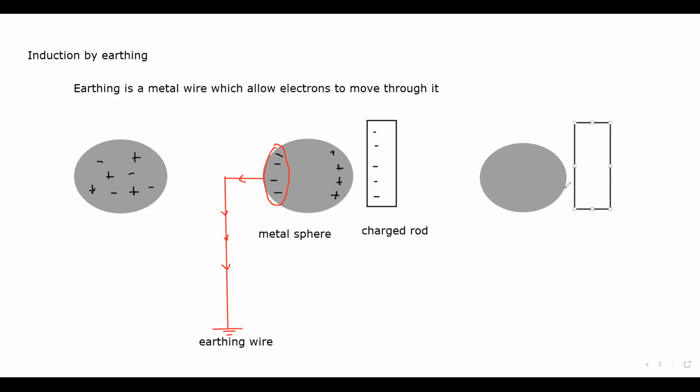The majority of the charges left on this sphere when we connect an earthing wire are positive, because most of the electrons leave. There are still some electrons, but the majority are positive charge. Now, if I want to make it permanently charged, what should I remove first, the earthing wire or the charge rod?